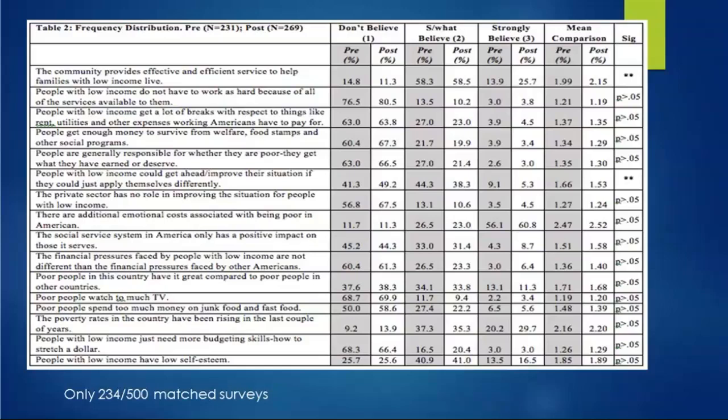I will also note that we didn't always have matched surveys. This was worth a limited number of points, and some students just didn't go back in and complete it. So we only had 234 matched to 500 to actually have pre-post data. And so the comments we included either way for the post, but we just couldn't get a lot of matched data.